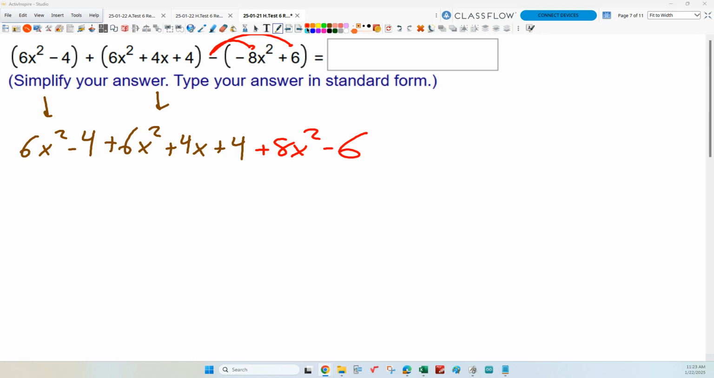Good, and then all I've got to do now is just combine like terms. So how many x squareds do we get total? 20 looks like, right? 6 plus 6 plus 8. So I get 20x squared. How many x's? 4. Yeah, there's only one x term, right? So plus 4x. And what about the constants? Negative 4 plus 4 minus 6. Minus 6. Good. Okay? Good, good.